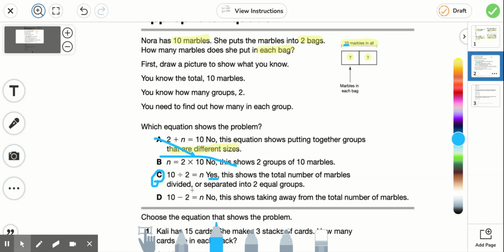D, 10 minus 2 equals a number. No, this shows taking away from the total number of marbles. So this would show 10 and a 2 here to figure out the other part. And that's not what it's having us do here. So that one doesn't make any sense either. The answer is C. We're going to be practicing problems just like this one.